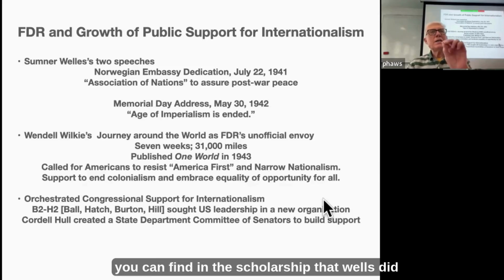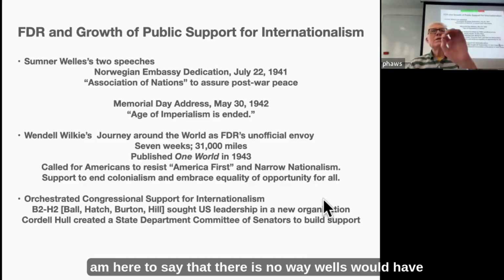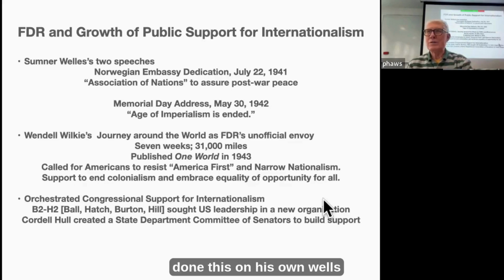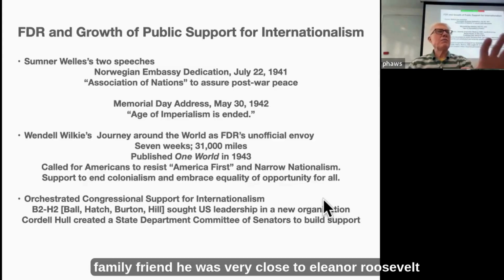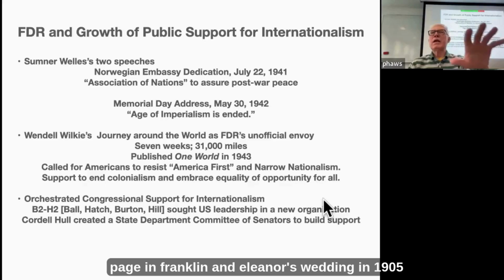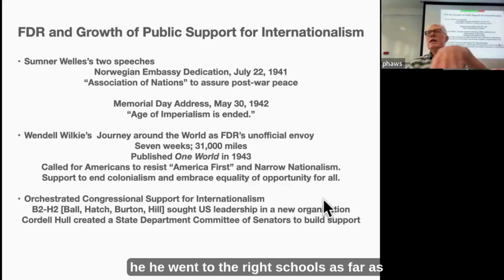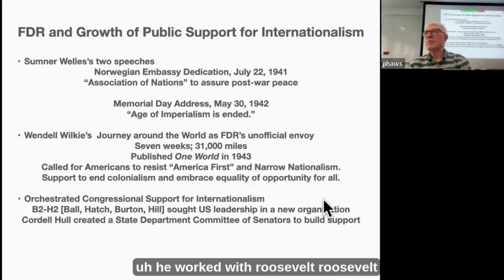Now, you can find in the scholarship that Welles did this on his own. I am here to say that there is no way Welles would have done this on his own. Welles worked for Roosevelt, and he was a close family friend. He was very close to Eleanor Roosevelt. As a 12-year-old boy, he'd been a page in Franklin and Eleanor's wedding in 1905. He went to the right schools as far as Franklin Roosevelt was concerned. He went to Groton and then to Harvard.